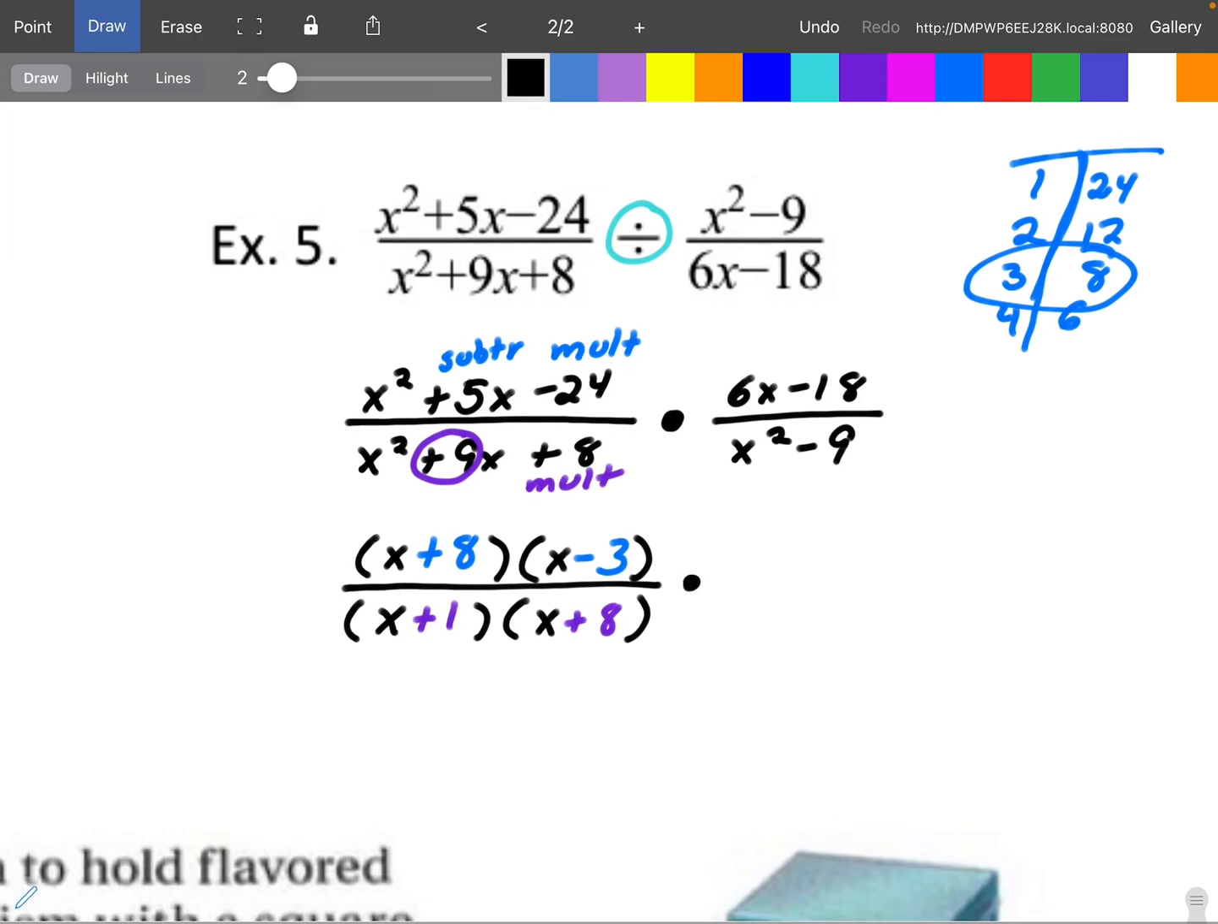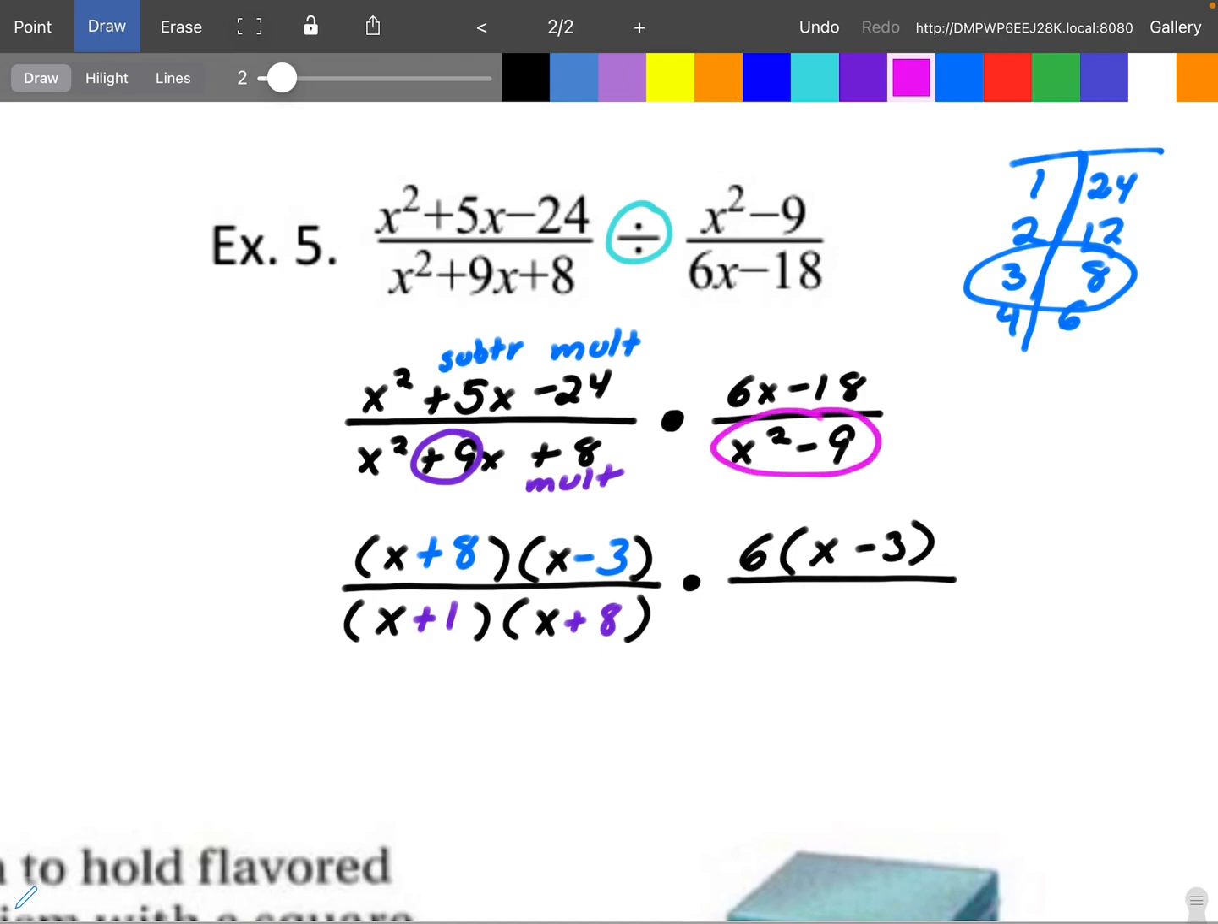So we're going to keep our multiplication symbol, and then look at this next piece. Well, there's no x squared, but I do have a greatest common factor. Both of those terms can be divided by 6. So I'm going to put that 6 in front, open up my parentheses, and then each of those terms divided by 6 will be what goes in the parentheses. So 6x divided by 6 would just be x, and then negative 18 divided by 6 would be negative 3. All right, that takes care of that.